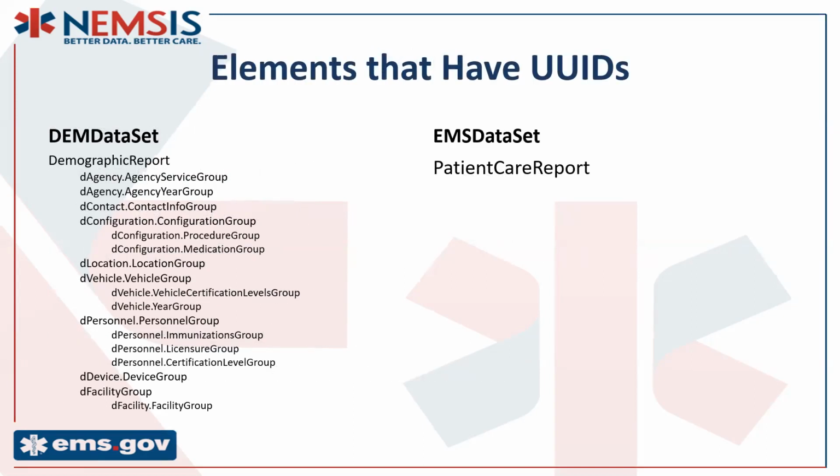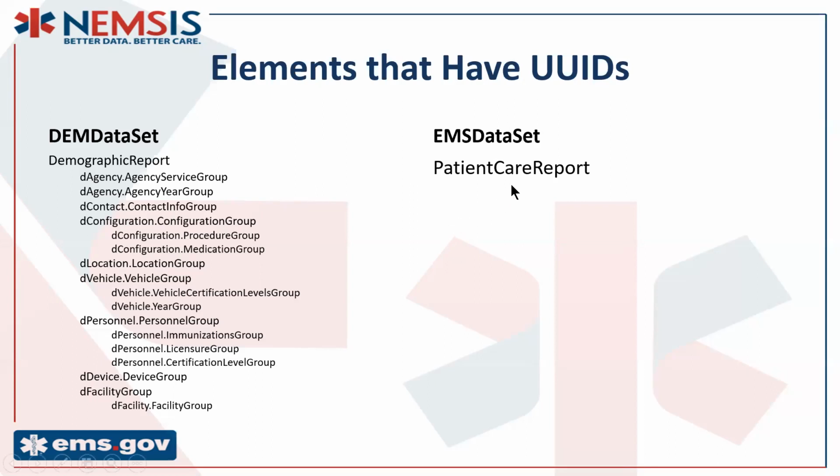UUIDs will be added in the demographic data set to all of these repeating groups that have elements within them. You'll see examples here like a vehicle group or personnel group. And even within a personnel group, a person can have multiple immunizations with different dates recorded. They can have multiple state licensures. They can have multiple agency-specific certification levels. Each of those repeating groups within demographics will be given a UUID attribute so that they can be tracked over time as they change.